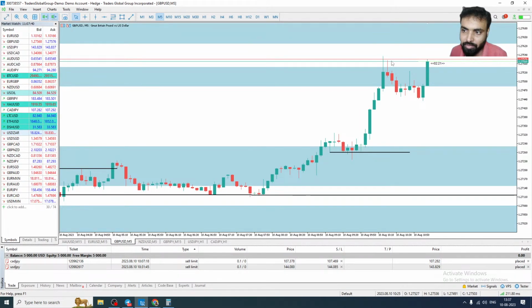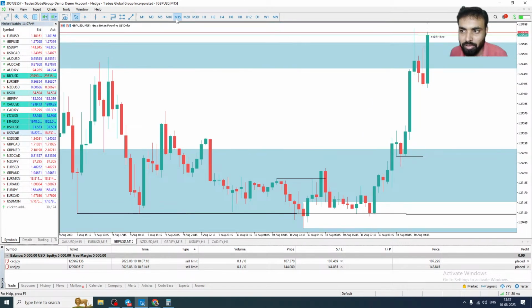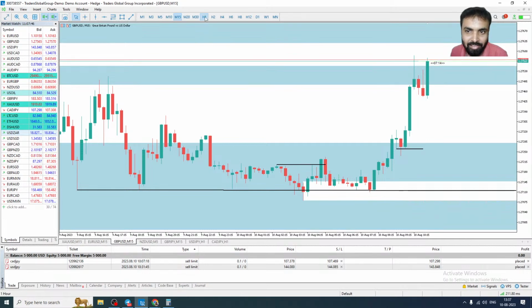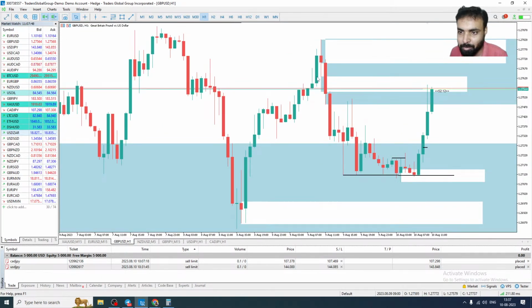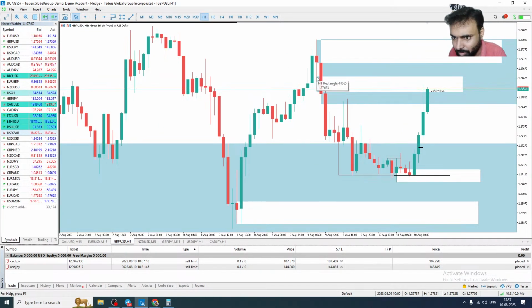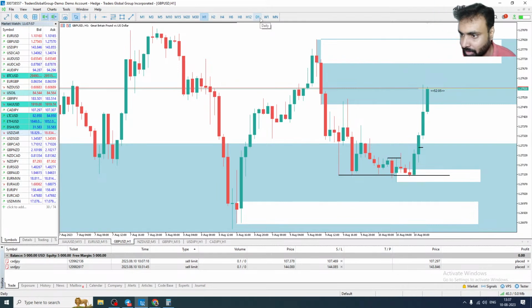See, imbalance filled, market is going above. That's why we should not trust the imbalance. A lot of people ask me about imbalance, can we sell or buy? Yes, you can do that, but maybe on a daily imbalance or weekly imbalance. That you can try. You can see the imbalance reacted and price is going above. Now it's coming here. This is the ultimate level we are going to sell.